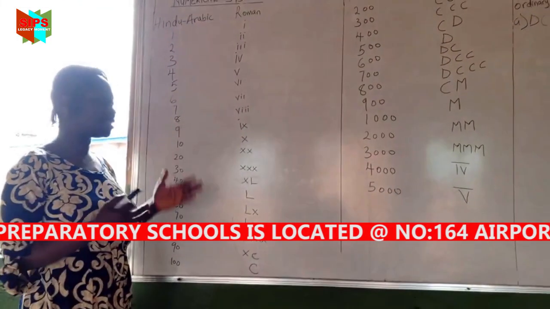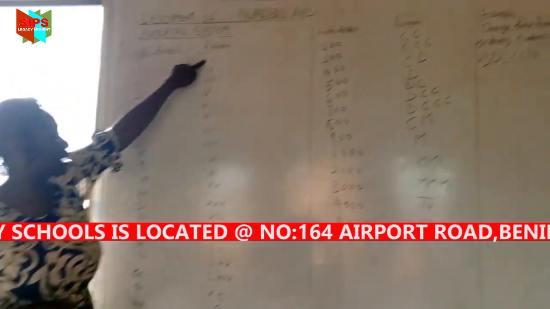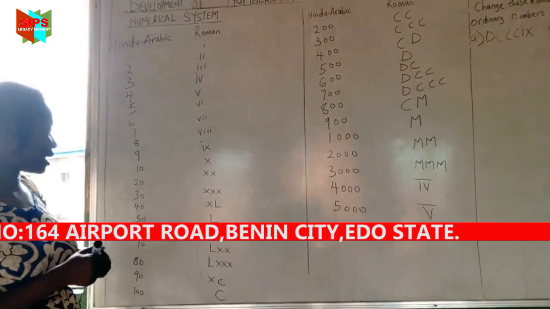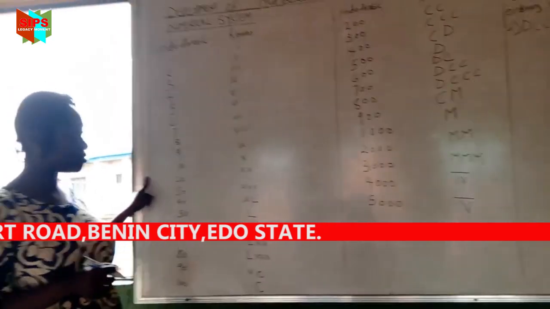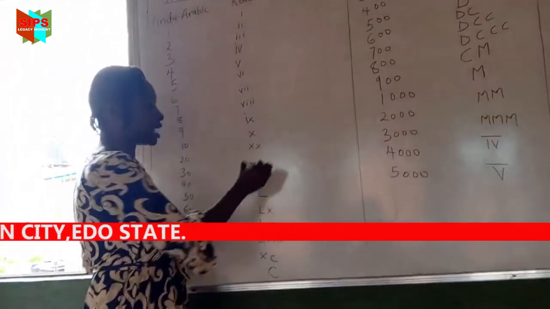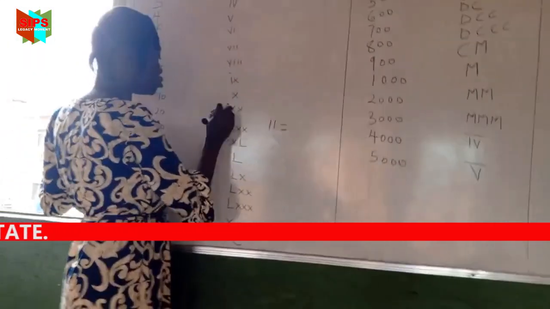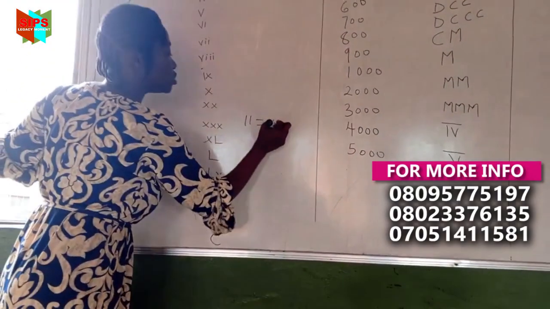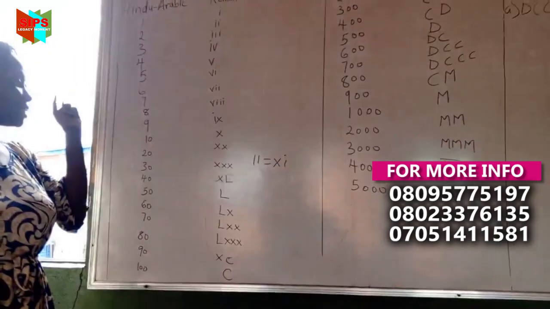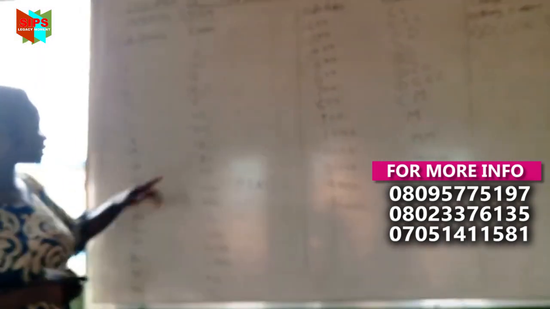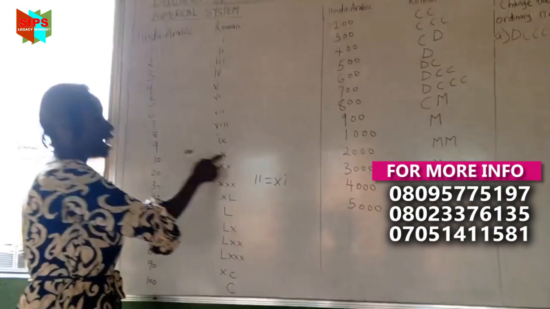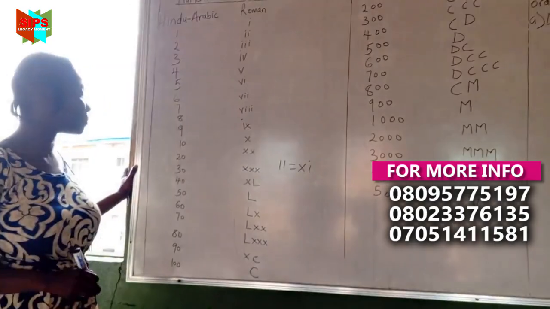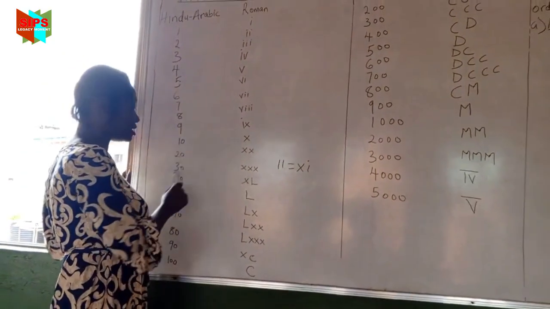From 10, you can continue to add from here up to 9 to make your 19. For instance, if you are writing 11, you write it as 10 plus 1, just put the I beside the X, and that goes on and on until you get to 19, which is XIX.